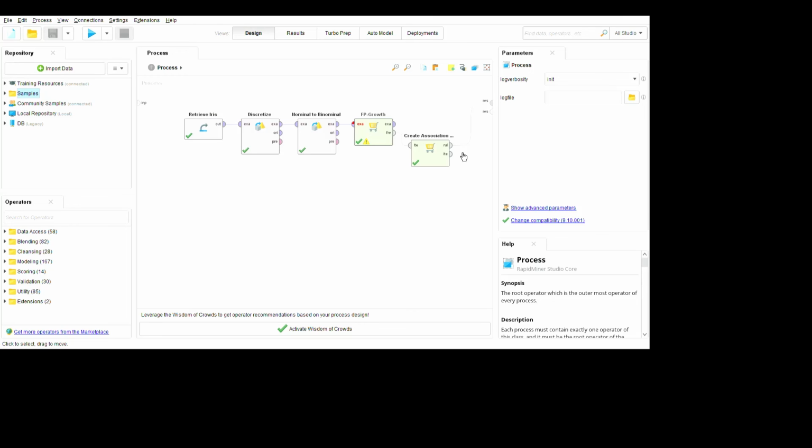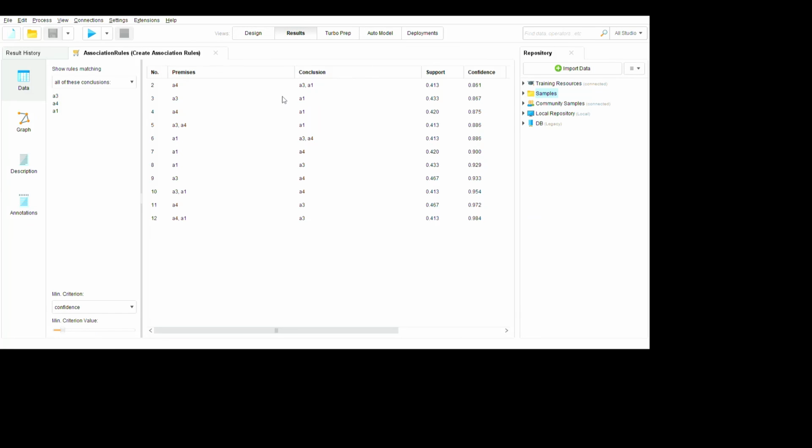But the problem is that we can't directly input the data to the FP growth. We first need to convert it into nominal form and then to binomial form before we input it to FP growth. So I have used the discretize operator over here, and then the nominal to binomial operator in order to convert it into binomial form, and then we input it to FP growth. And the final step is to use this create association rules operator in order to get all the association rules that we need from the data. So I have already run this design, and these are the results that we get.